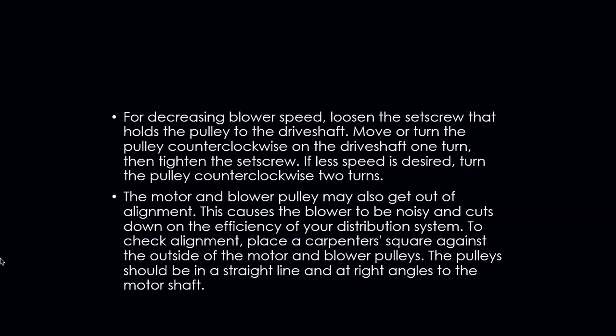To decrease your blower speed, loosen the set screw that holds the pulley on the drive shaft. Turn the pulley counterclockwise on the drive shaft one turn, and then tighten the set screw again. If less speed is desired, loosen it up a little bit more. By widening the pulley, you are making the belt sit lower into the pulley, and that will decrease your speed.